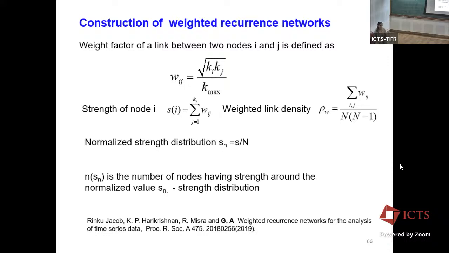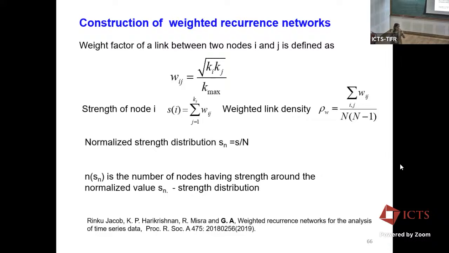Instead of just constructing a recurrence network, you can construct a weighted recurrence network. So weights can be added to each link. In the earlier approach, we were just putting a link. We were not worried about whether all links have the same weight, and they are all undirected links because the adjacency matrix is symmetric. So whether I is connected to J or J is connected to I, it's the same thing.